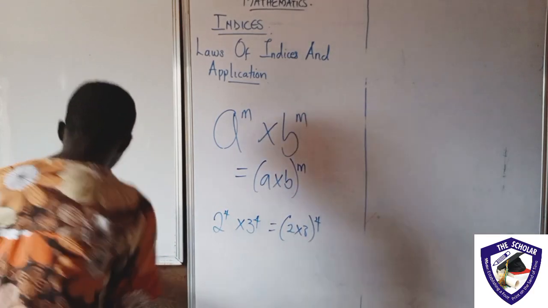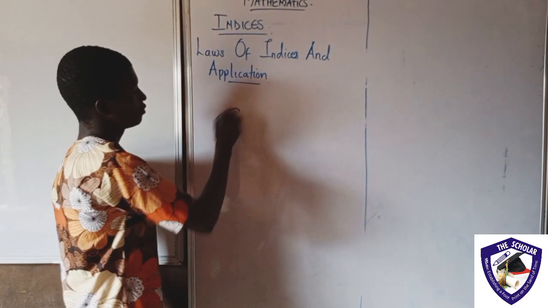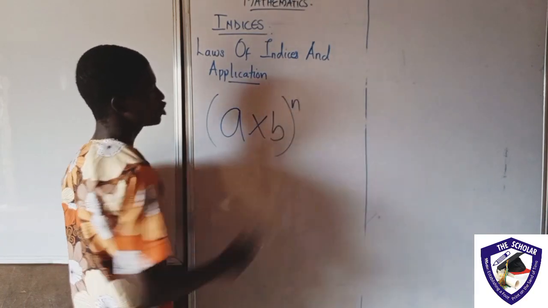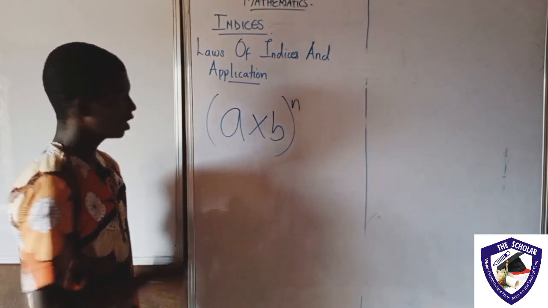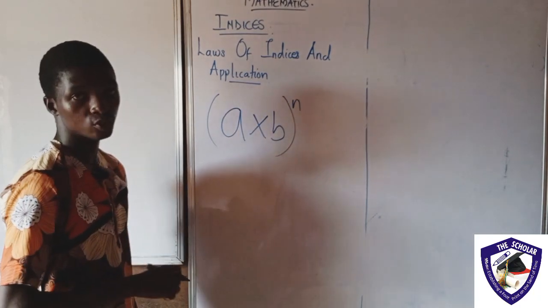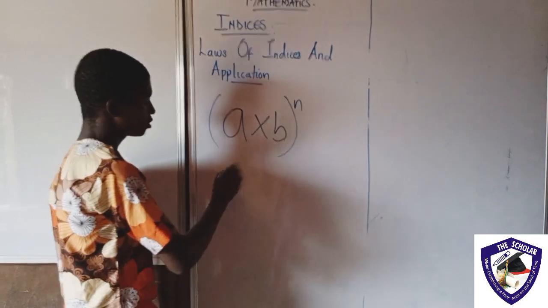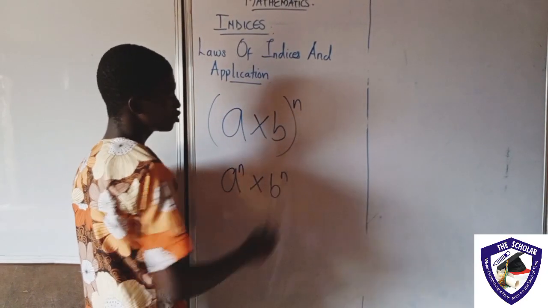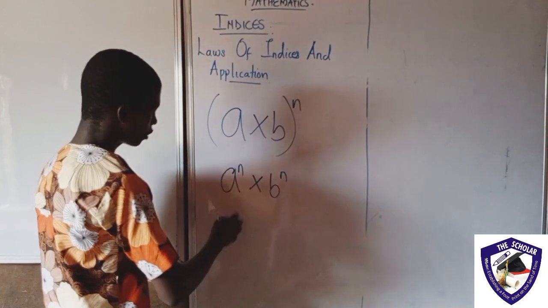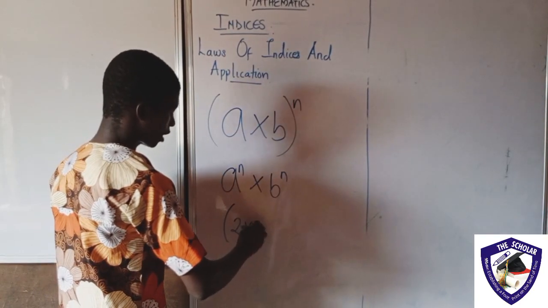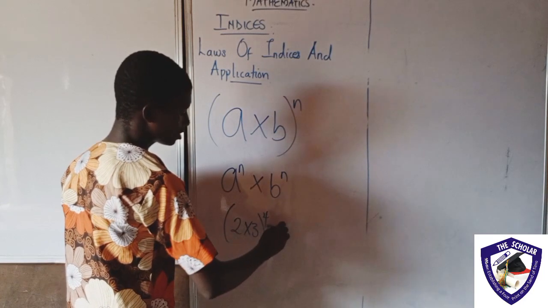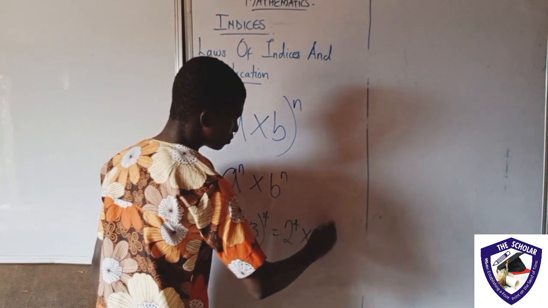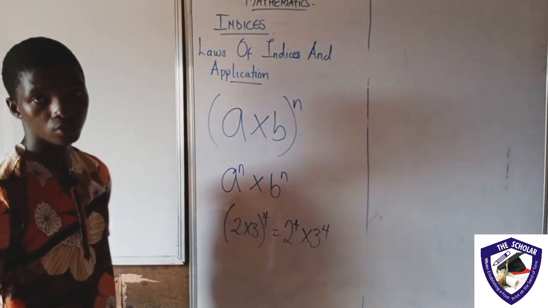Now let us move on to another law of indices. We have (a times b) raised to the power n. This is telling us that you're going to have a raised to the power n times b raised to the power n. For example, when you have (2 times 3) raised to the power 4, it's telling us that you have 2 raised to the power 4 times 3 raised to the power 4. That is what the law is telling us.